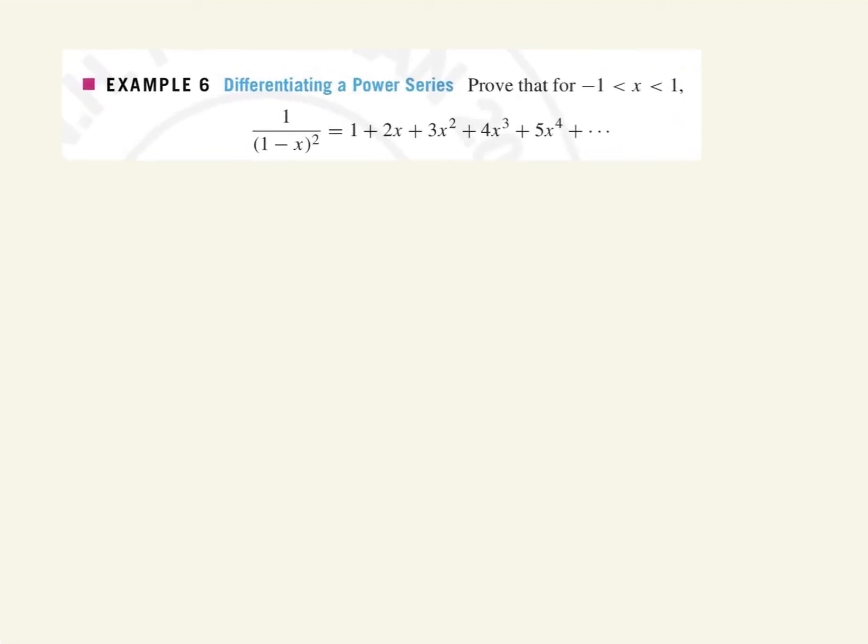So differentiating a power series. Prove that for values between -1 and 1, 1 over (1 minus x) squared is equal to 1 plus 2x plus 3x squared plus 4x cubed plus 5x to the 4th, etc. Okay. So the first thing I'm going to look at is the fact that if we removed that square for a moment, then we can see that we have this geometric series, and r is x of this.